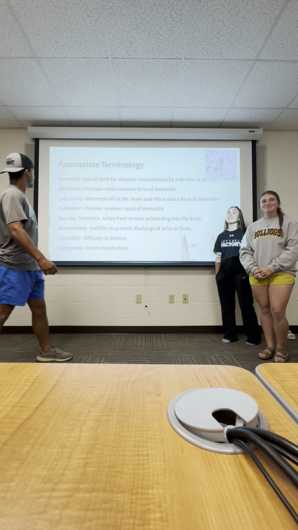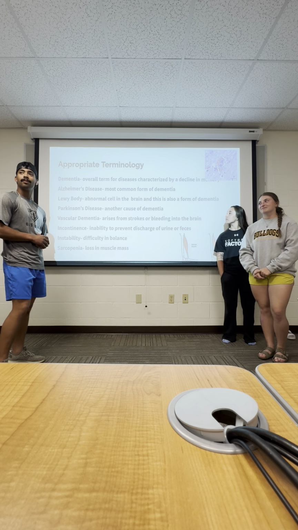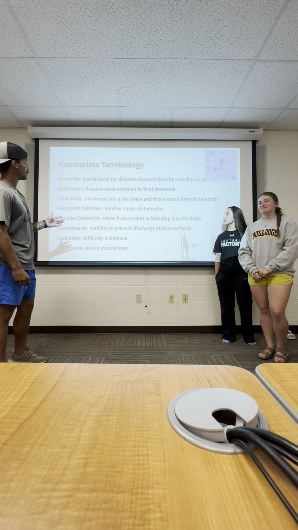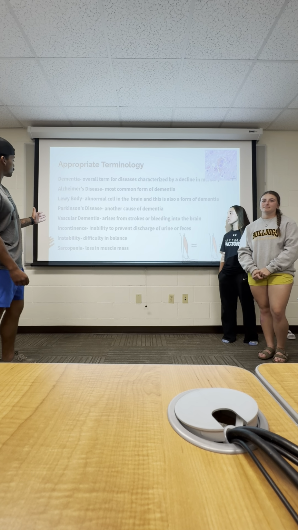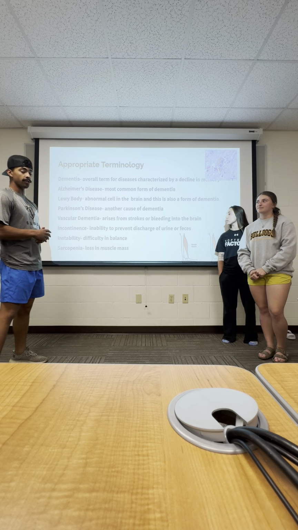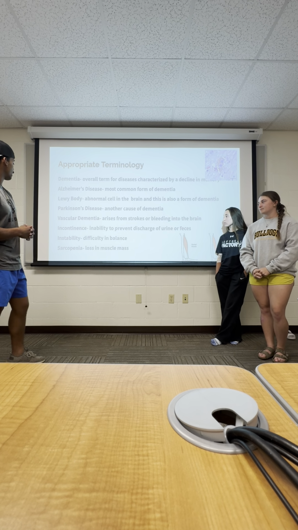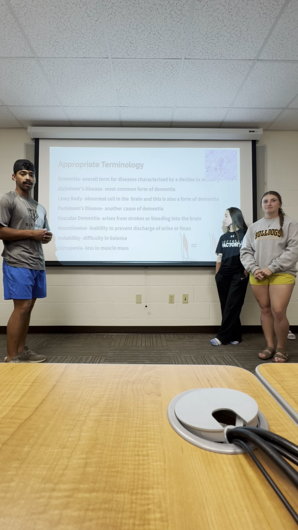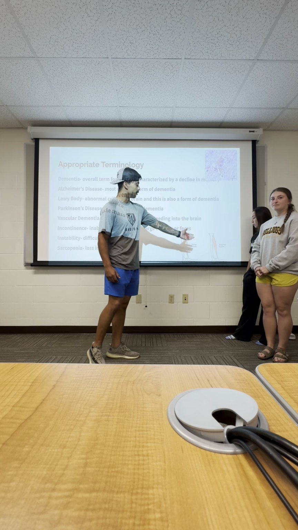And now we have Parkinson's disease, another cause of dementia. Vascular dementia arises from strokes or bleeding into the brain. We have incontinence, inability to prevent discharge of urine and feces, instability, difficulty in balance, and lastly, sarcopenia, loss of muscle mass. We also have another picture here with a normal muscle mass and an atrophied muscle.